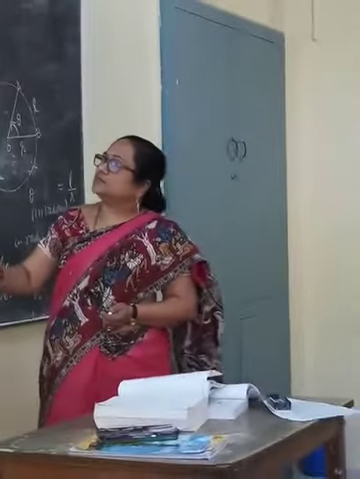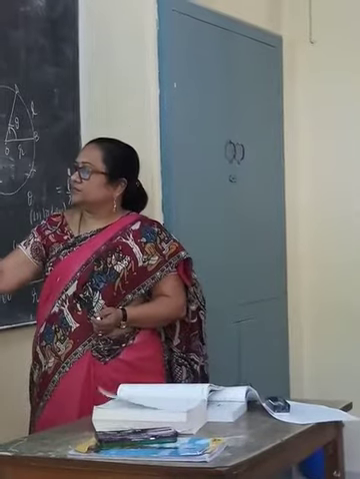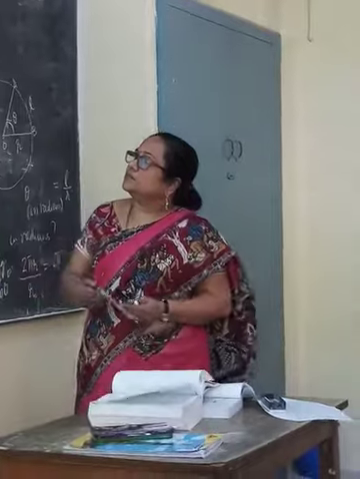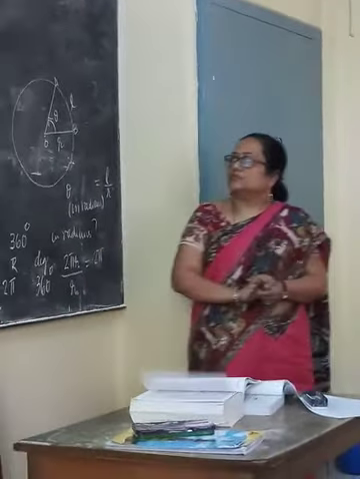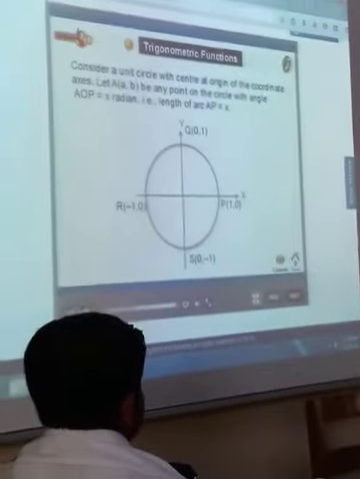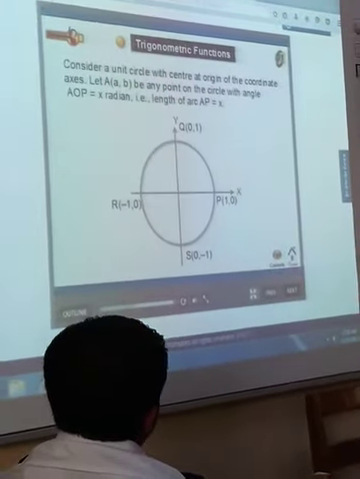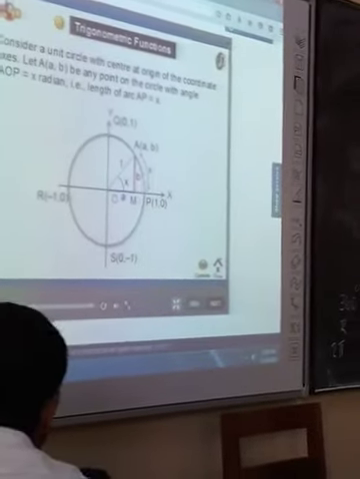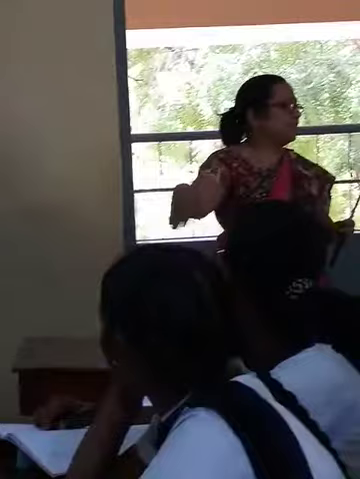Let us find the correct answer for the given question. By solution. Consider a unit circle with center at the origin of the coordinate axis. Let A with coordinates a, b be any point on the circle with angle AOB equal to x radian. That is, length of arc AB is equal to x. So also studying trigonometric functions. Let's recap. This is a recap.